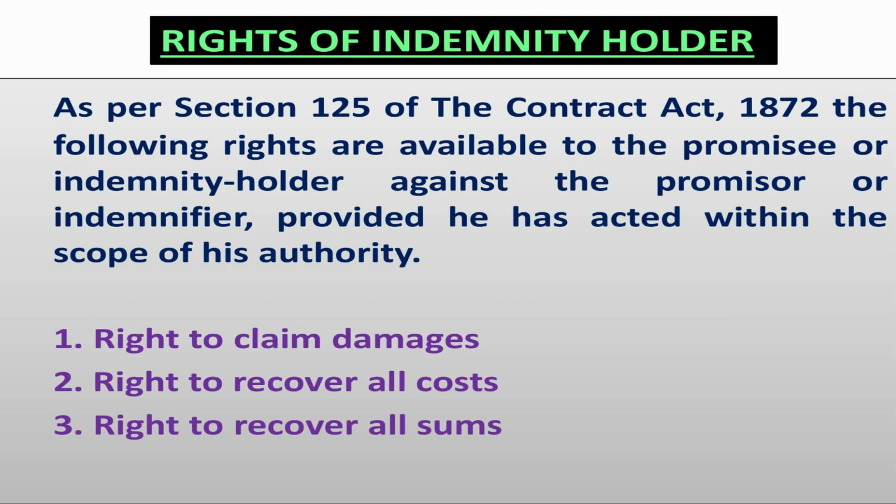Rights of indemnity holder. A right to indemnity arises as soon as the party indemnified suffers a loss or anything happens against which he has been indemnified. As per section 125 of the Contract Act 1872, the following rights are available to the promisee or indemnity holder against the promisor or indemnifier, provided he has acted within the scope of his authority.